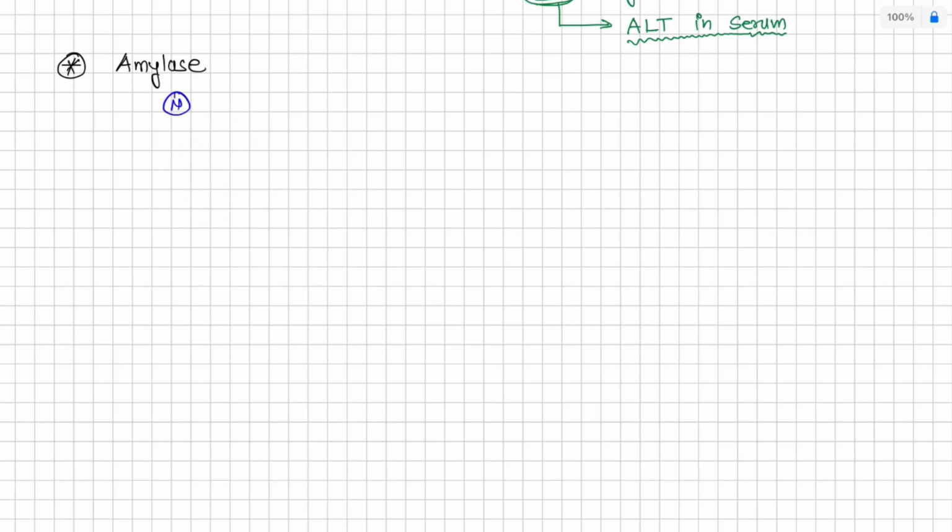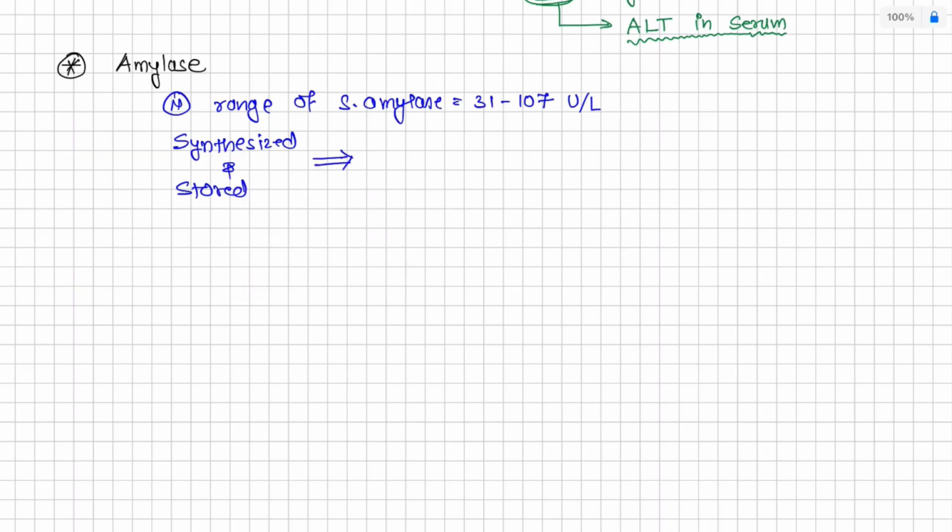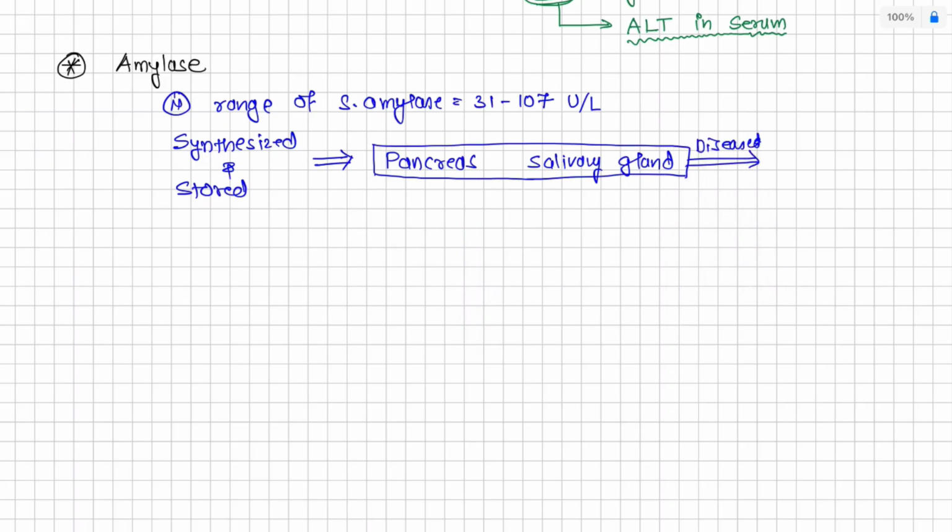The normal serum amylase activity is 31 to 107 units per liter. Amylase is primarily synthesized and stored in the cells of two organs, the pancreas and the salivary gland. So, if any of the tissue is diseased or damaged, it leads to release of amylase from the cells to the serum, leading to increased serum amylase activity.